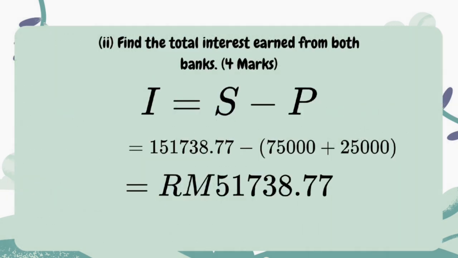2. Find the total interest earned from both banks. So we need to use the formula: amount of interest equals future value minus present value. So 151,738 ringgit and 79 cents minus 75,000 plus 25,000. And the answer is 51,738 ringgit and 79 cents.